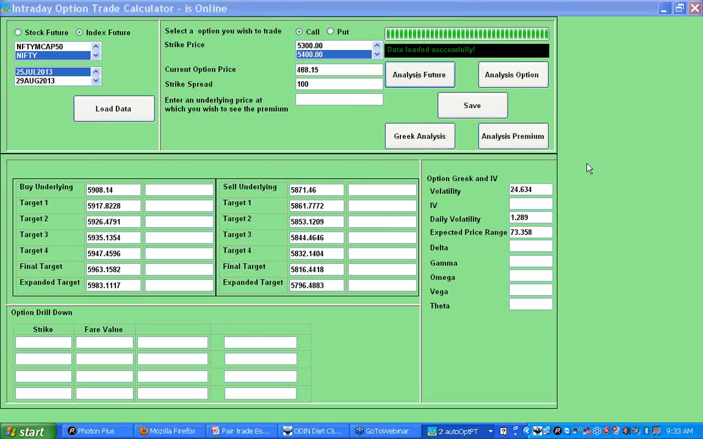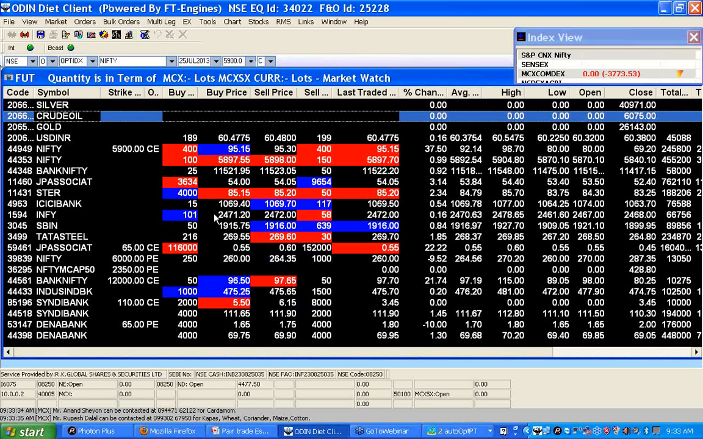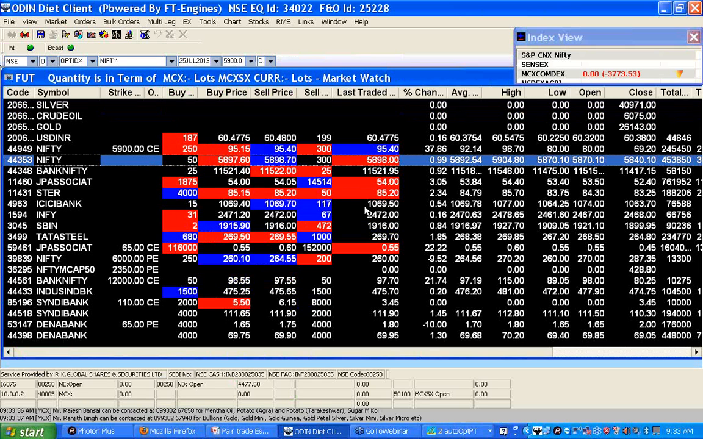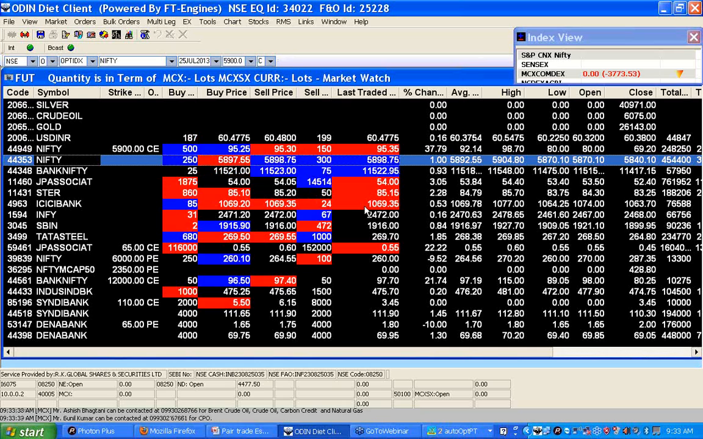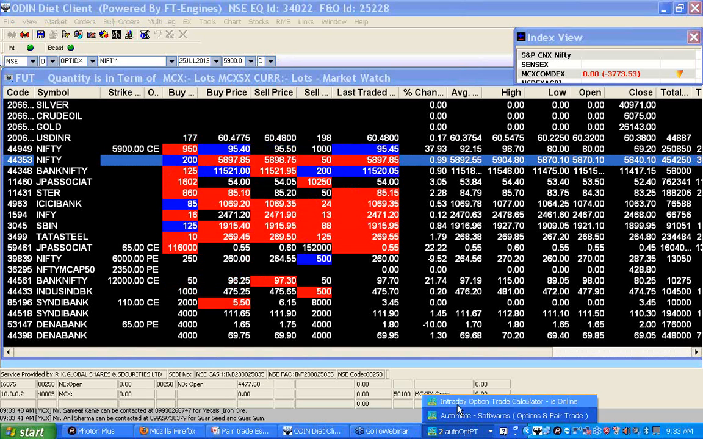I want the strikes near to my level, but before that I need to analyze the future. Future analysis says if the Nifty goes above 5908, it will be an uptrend. 5871 below, it is a downtrend. And the expected price movement is 73 points. Volatility intact is 25%. So all this information you are getting. And now Nifty is around 5898 level. Nothing wrong.